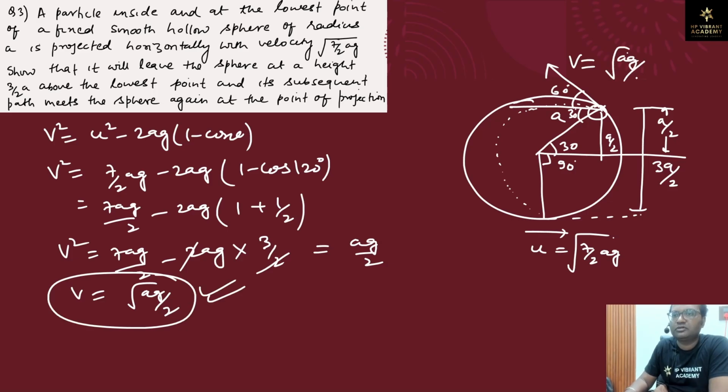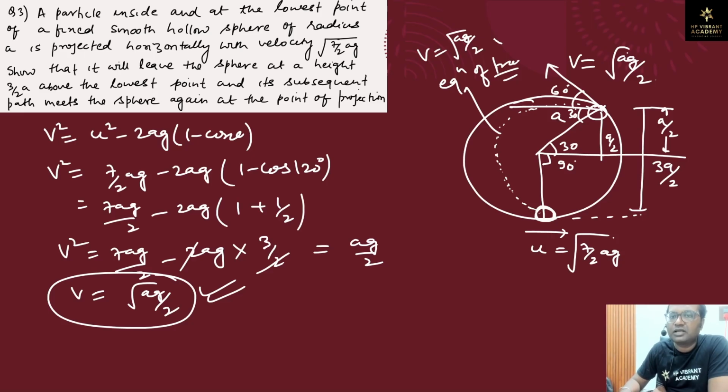So this will rather follow a parabolic path. Okay, so this will be a case of projectile motion. What we have to show is that from here the particle is leaving the surface and following a parabolic path, and the path of this parabola is like this. So it will meet the lowest point at this particular point. First we have to find the equation of trajectory, keeping v is equal to root under ag upon 2 and alpha is equal to 60 degree.